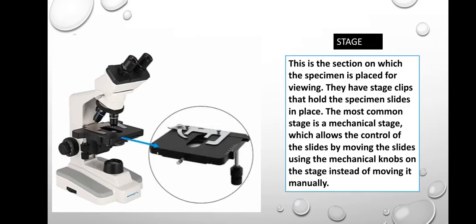Stage. This is the section on which the specimen is placed for viewing. They have a stage clip that holds the specimen slide in place. The most common stage is the mechanical stage, which allows the control of the slides by moving the slide using the mechanical knobs on the stage instead of moving it manually.